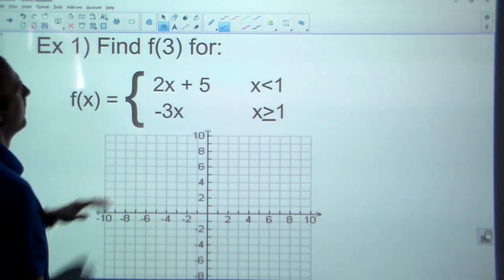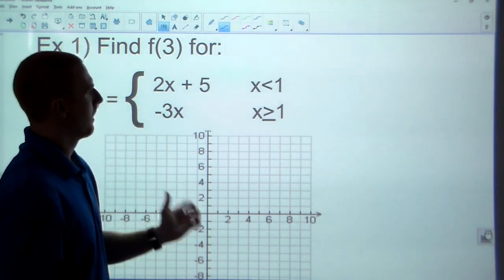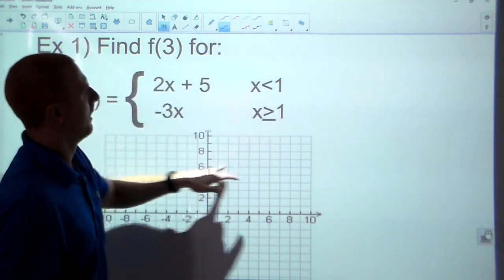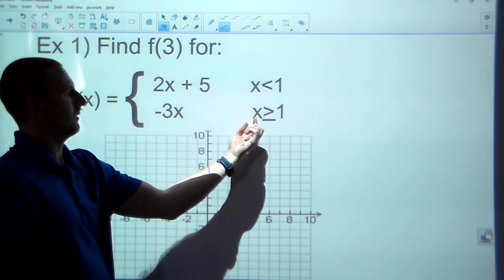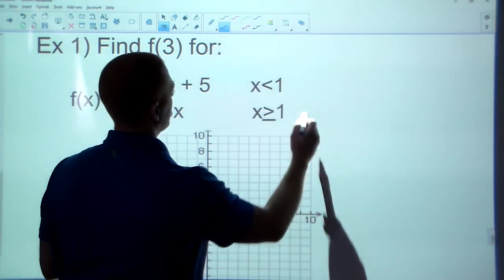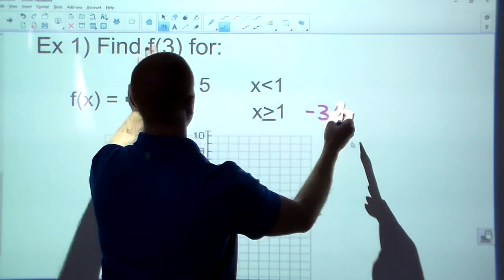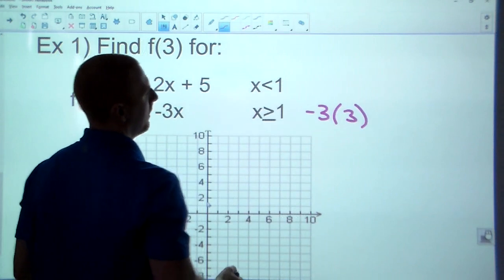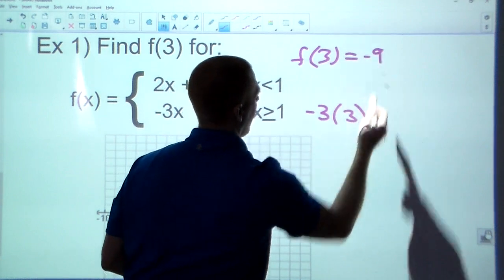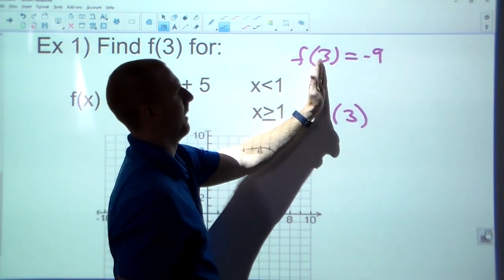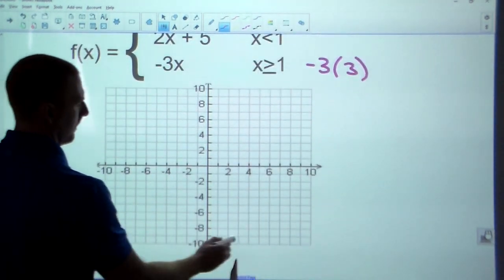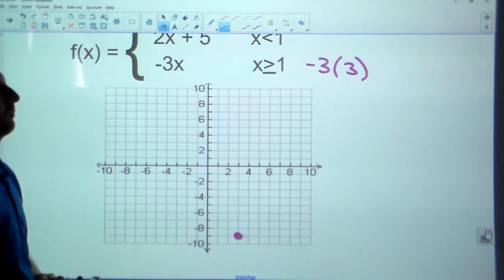So I've got to look at the domain restrictions, and that's these things over here. If I'm looking for 3 to plug in for x, I've got to look at what rule it fits into. Well, is 3 less than 1? No. So I'm not using that one. 3 is bigger than 1, so I'm going to go with the negative 3 times x option. So negative 3 times 3 plugged in for x here is negative 9. So f of 3 is negative 9. When I put in x as a domain value, I get negative 9 out as a range value. So (3, negative 9), and that would be the single point.